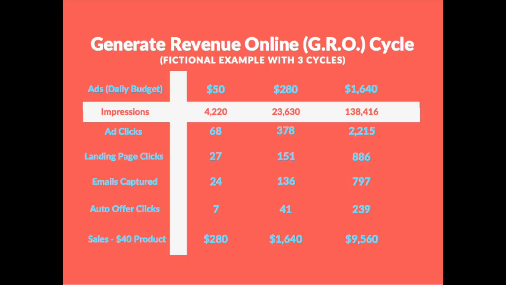Now, once you capture the email, you can send the email pitch, and that's the automatic offer. Out of 24 people, I'm saying in the auto offer line, 7 people will actually consider the offer and pay for it.